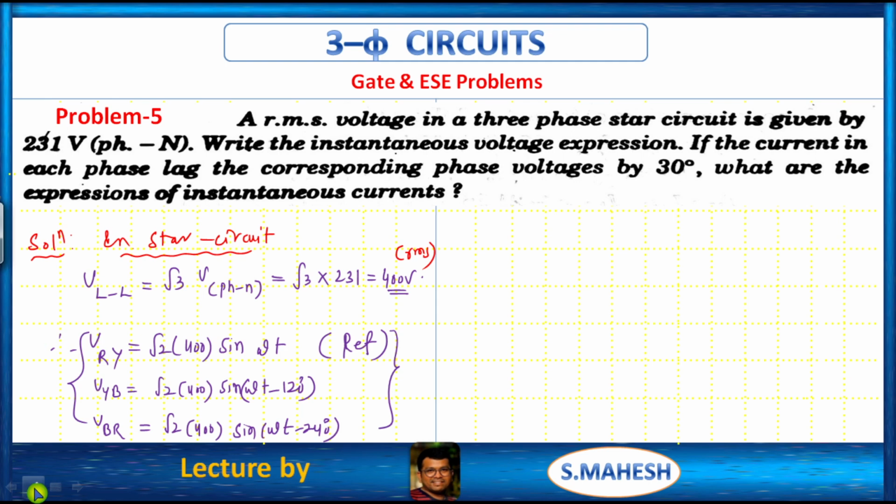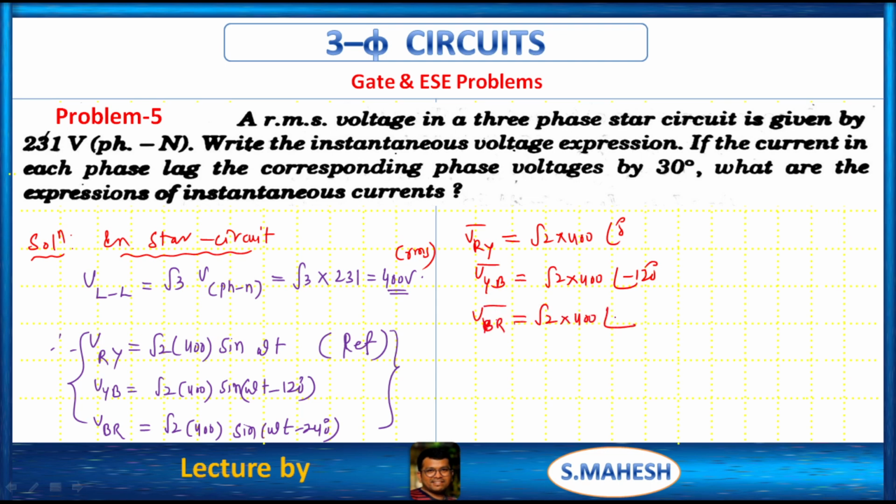That is, we can write VRY simply, which is nothing but root 2 into 400 at an angle 0. VYB is equal to root 2 into 400 at an angle minus 120. VBR is nothing but root 2 into 400 at an angle minus 240. That's it. Now, phase currents.